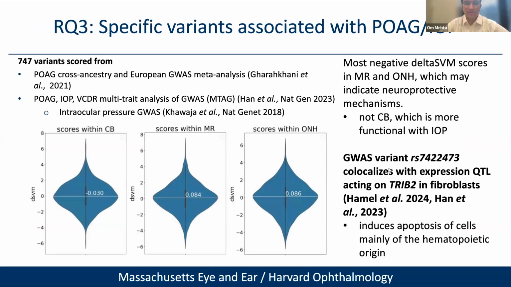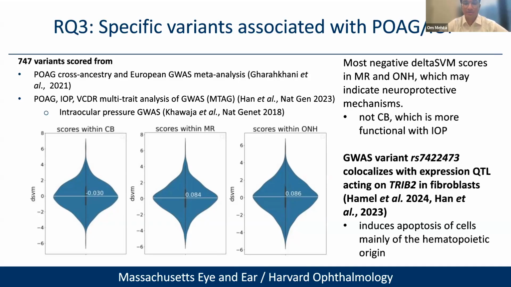One variant of note is R742243, which co-localizes with an expression QTL for the gene TRP2 in fibroblasts, as shown by Hamel et al. in 2024 and Han et al. in 2023. TRP2 is homologous to serine threonine kinases and is known to induce apoptosis, mainly in cells of hematopoietic origin. This suggests that they may influence signaling pathways involved in cell death or immune response, potentially linking genetic regulation to disease progression in glaucoma.